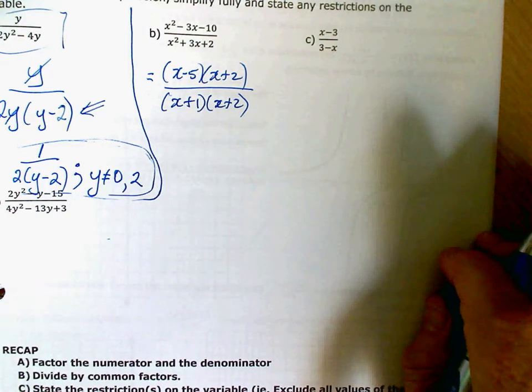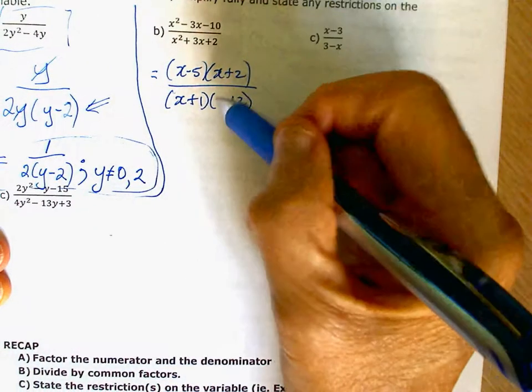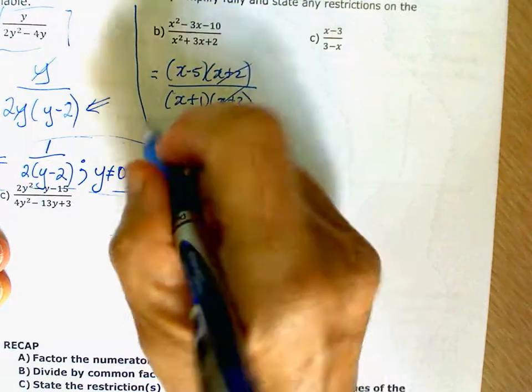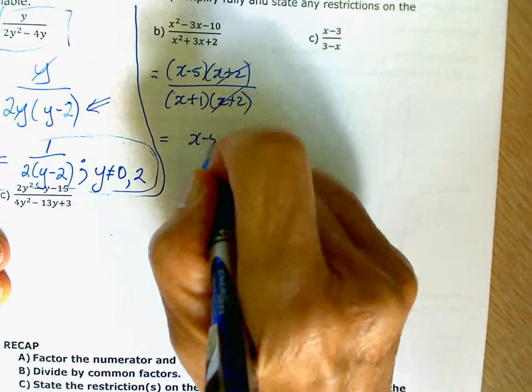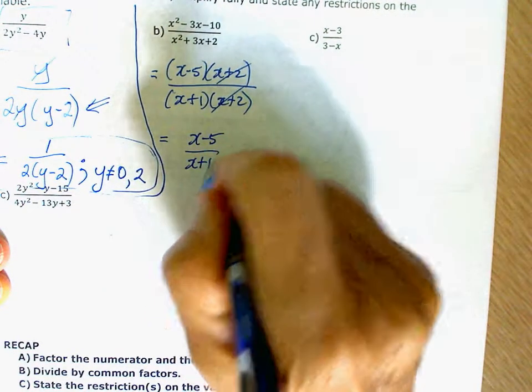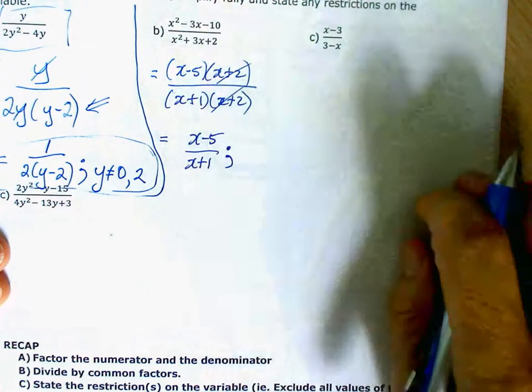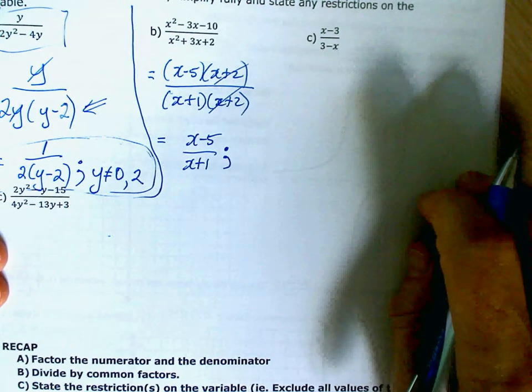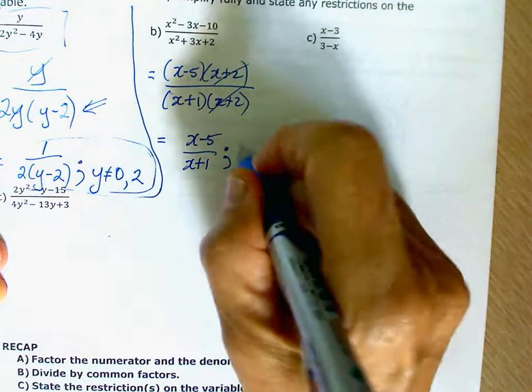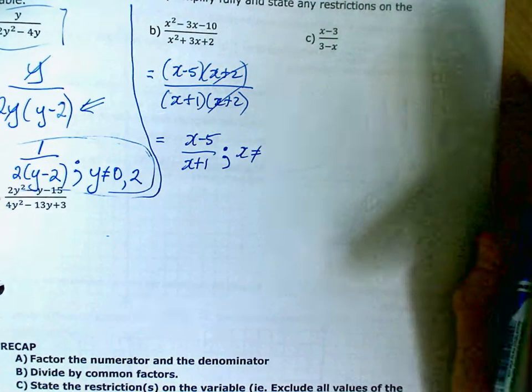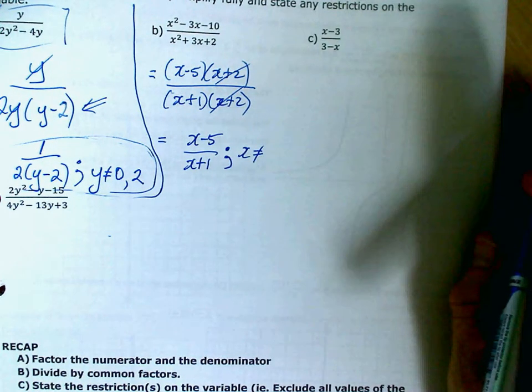Okay, so this divides out, and we are left with... anyone want to tell me the restrictions? X cannot be what? 5?